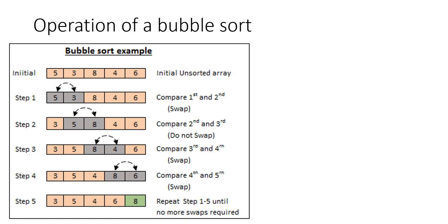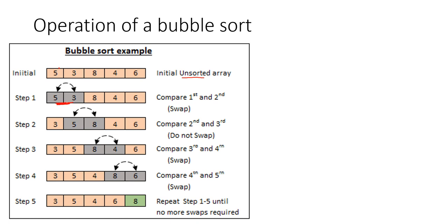Okay, jumping straight into this. The operation of a bubble sort. Here we have an example of an array with 5, 3, 8, 4 and 6 in. Initially it's unsorted. What the bubble sort will attempt to do is obviously sort it, and it does it by comparing pairs at a time.